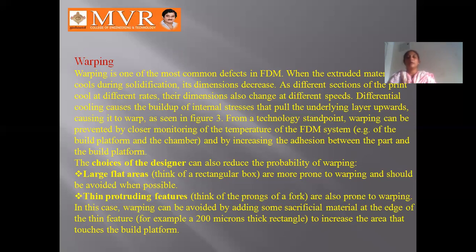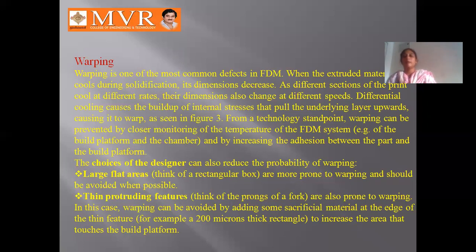Large flat areas are more prone to warping and should be avoided when possible. Thin protruding features are also prone to warping. In this case, warping can be avoided by adding some sacrificial material at the edge of the feature, for example, a 200 micron thin rectangle, to increase the area that touches the build platform.